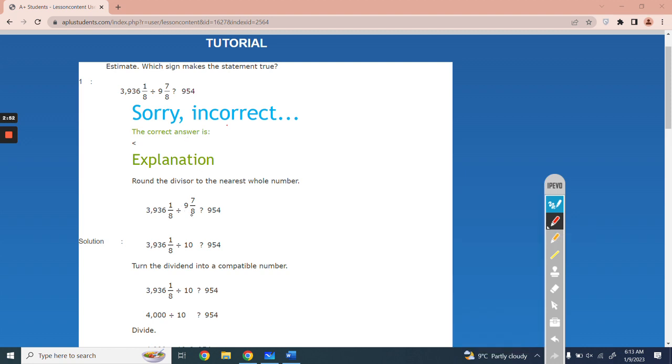Okay, so you have to round 9 whole 7 over 8. So we have to see if 7 over 8 is greater than 1 over 2 or less than 1 over 2. 7 over 8 is greater than 1 over 2. So you have to round up. Round up means add 1 to the whole number. So it is rounded off to 10. Got it? Then you have 3936. You need to see which number that is nearest to 3936 is divisible by 10. Got it? It would be 4000. Because 4000 is completely divisible by 10. So you have to round it off to 4000.